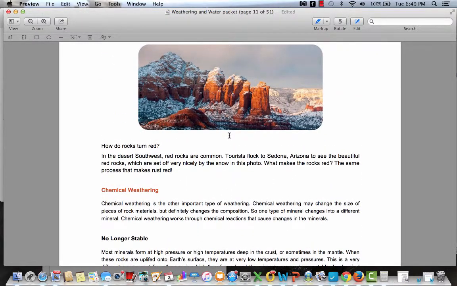How do rocks turn red? In the desert Southwest, red rocks are common. Tourists flock to Sedona, Arizona to see the beautiful red rocks, which are set off very nicely by the snow in this photo. What makes rocks red? The same process that makes rust red.